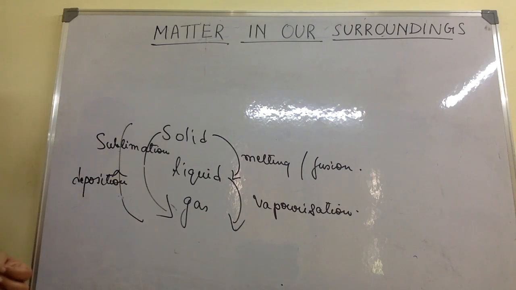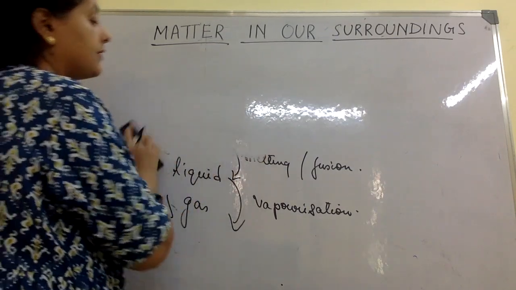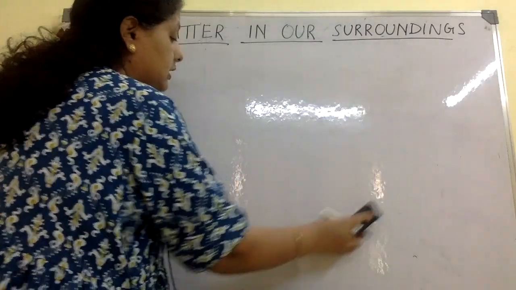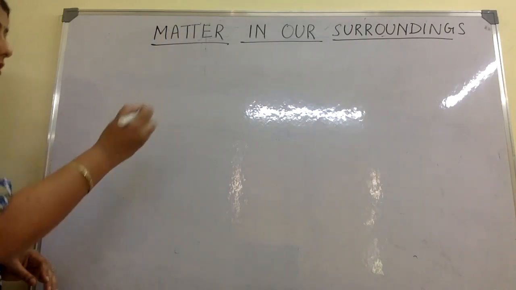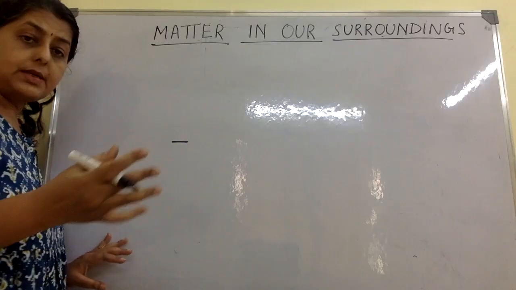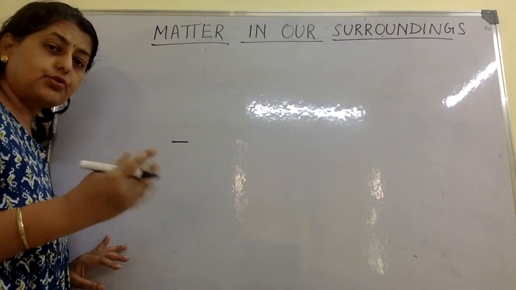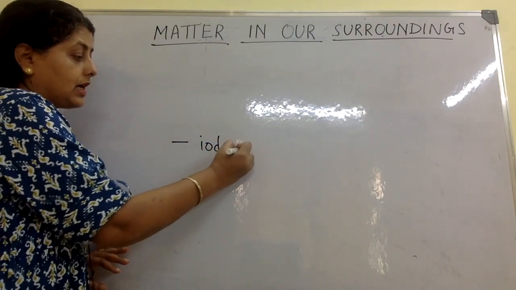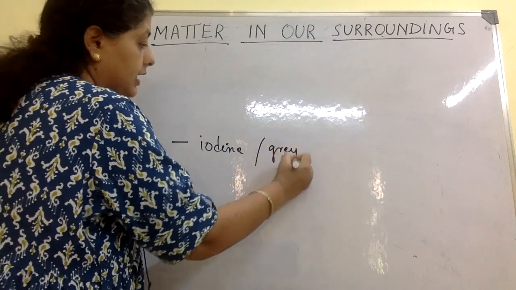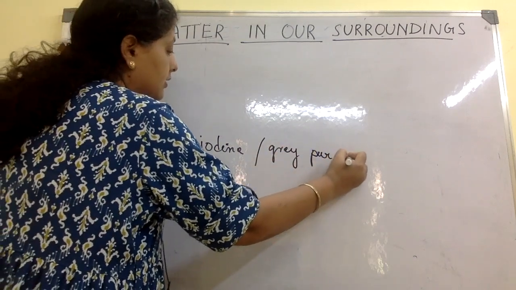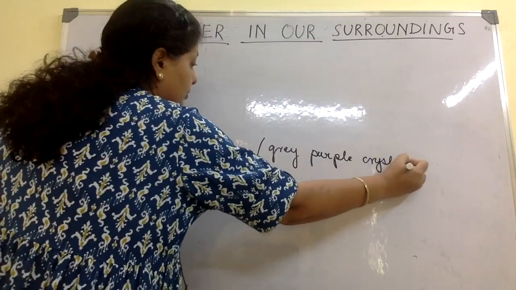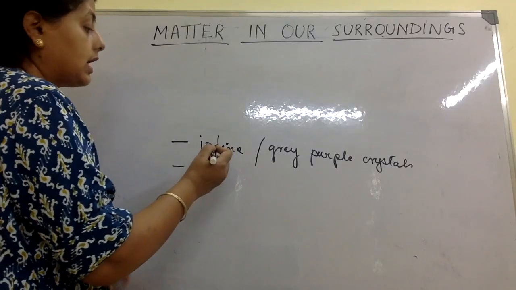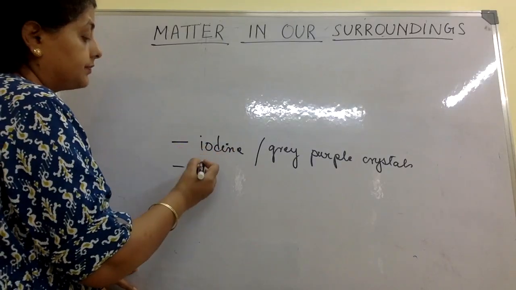Now let's come to what are the different sublimable substances. There can be many substances. I'll just give you 4 examples which you get to see in daily life. The first one is iodine. Iodine is a non-metal with gray-purple colored crystals. Let's come to the other one, which is after iodine: naphthalene.